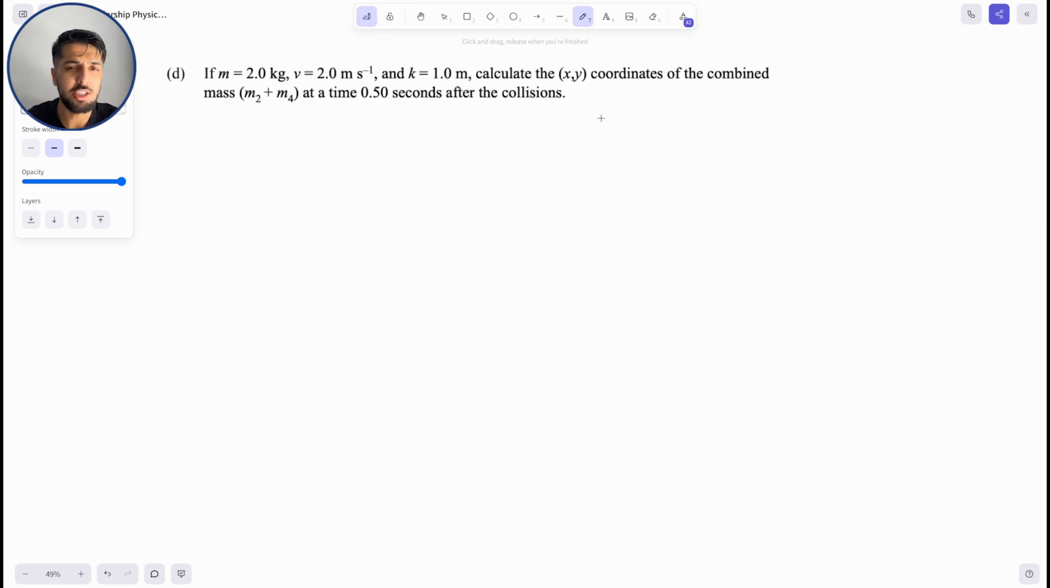If m is 2 kg, v is 2 meters per second and k is 1 meter, calculate the coordinates of the combined mass m2 plus m4 at time 0.5 seconds after the collision. Okay, so there's two parts to this question. The first part is both mass m2 and m4 are going to move themselves, so the coordinates of those masses are going to move, plus the coordinates of the center of mass is going to move. So if the coordinates of the center of mass move, then we need to add this to the coordinates of mass m2 and m4, and that will give us the final coordinates.